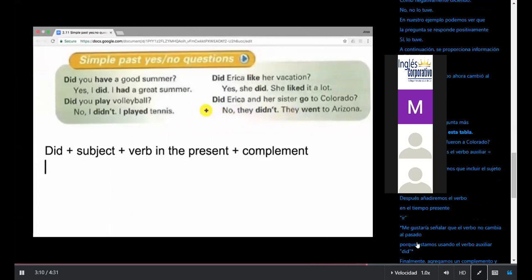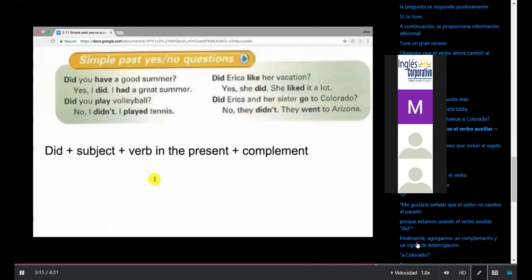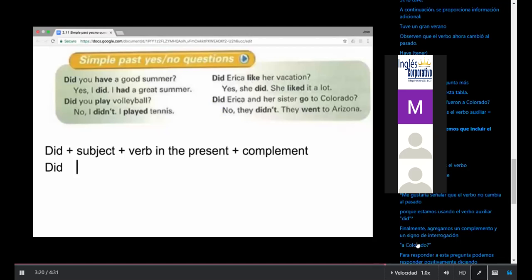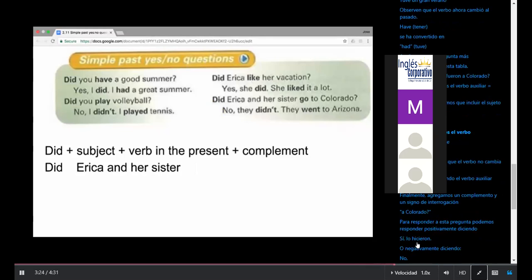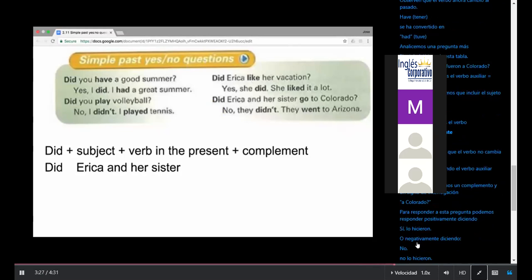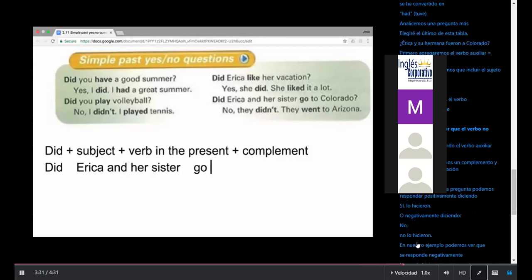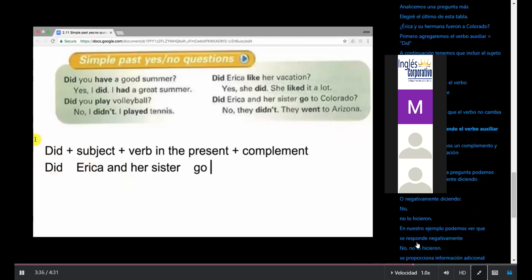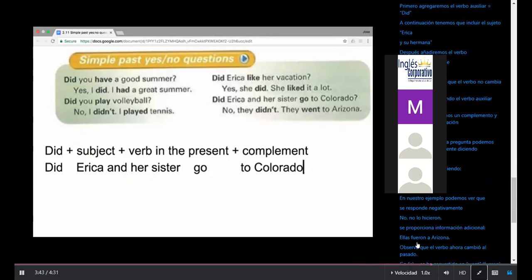I'll choose the last one on this chart. Did Erica and her sister go to Colorado? First, we will add the auxiliary did. Next, we need to include the subject, Erica and her sister. After that, we will add the verb in the present tense, go. I would like to point out that the verb doesn't change to the past because we are using the auxiliary did. Finally, we add a complement and a question mark to Colorado.